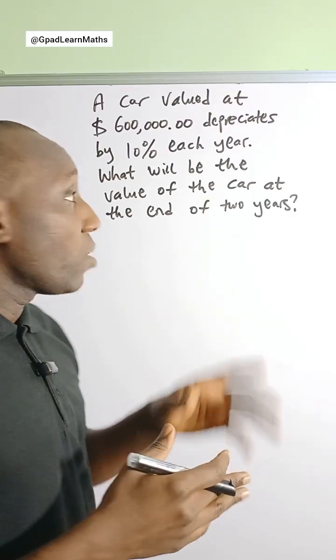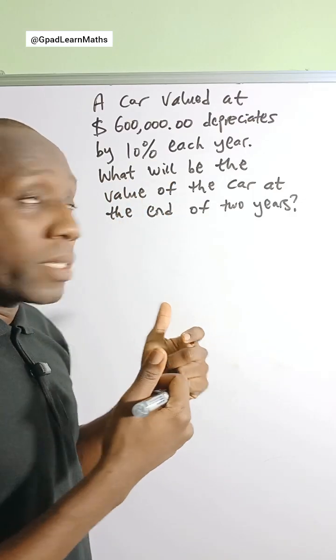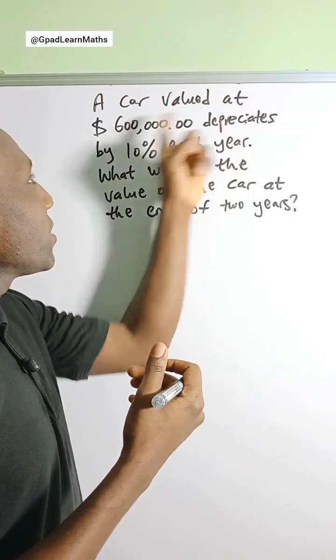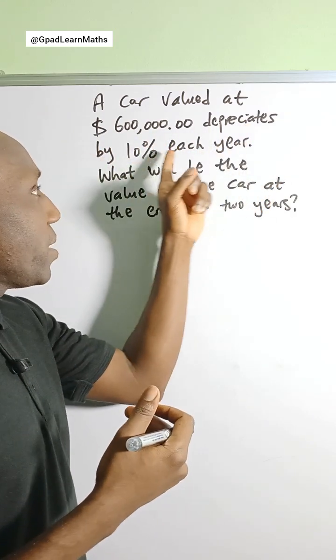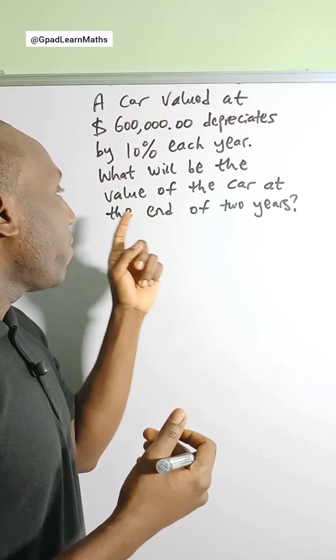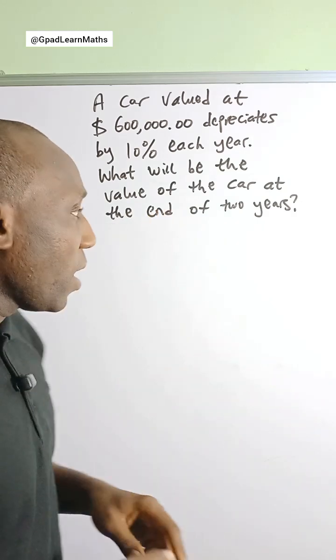I'm going to be solving this question in two ways. So let's start with the first method. A car valued at $600,000 depreciates by 10% each year. What will be the value of the car at the end of 2 years?